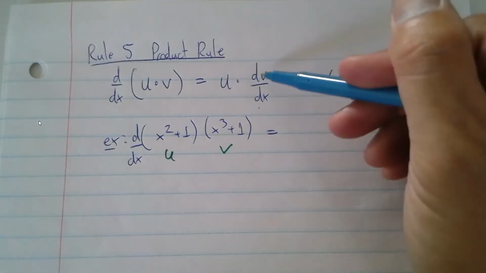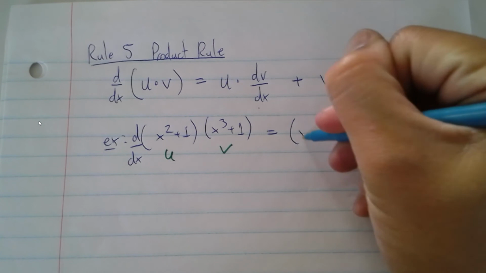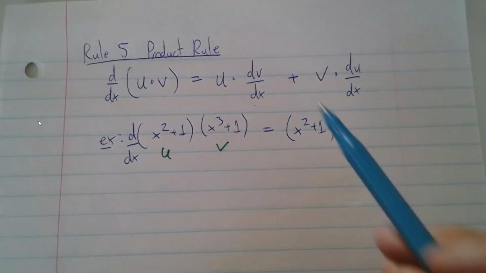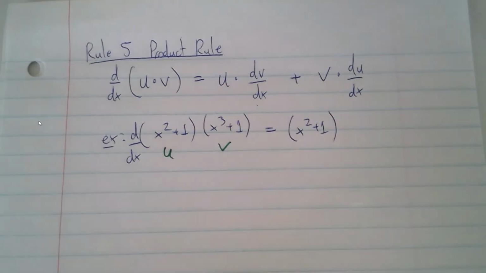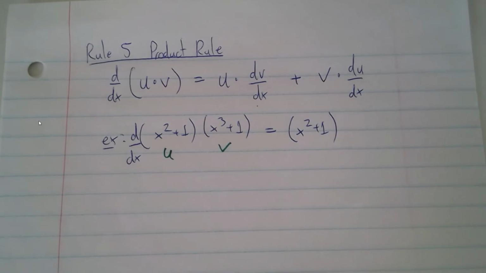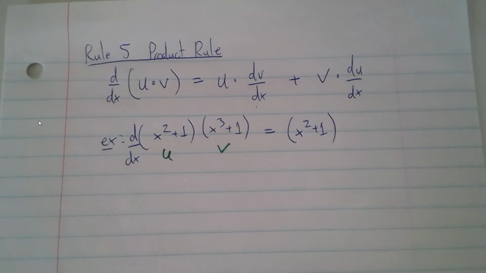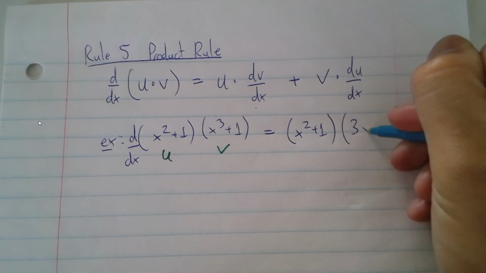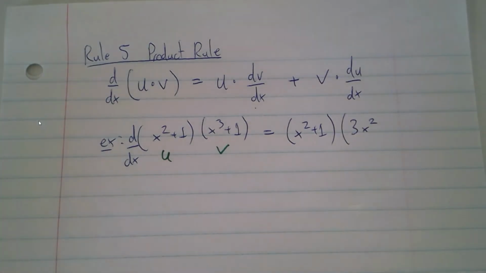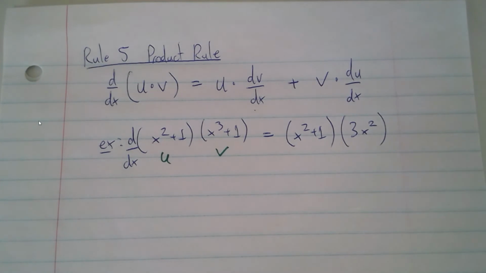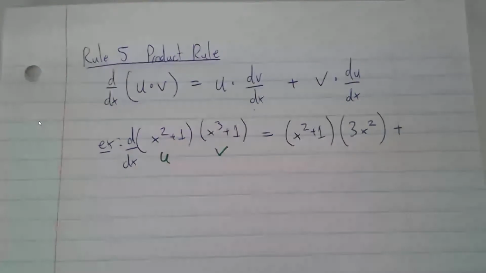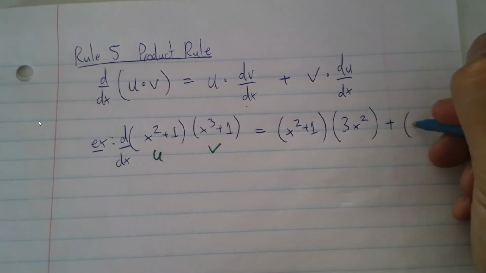It's u times dv over dx. If it was just u, it'd be x squared plus 1 times dv over dx. dv over dx just means the derivative of x cubed plus 1. What is the derivative of x cubed? Can you do that in your head? 3x squared. And what about 1? Nothing. That's it. That's u times dv over dx. I'm not quite finished yet. I have to do v times du over dx. v is left alone now.